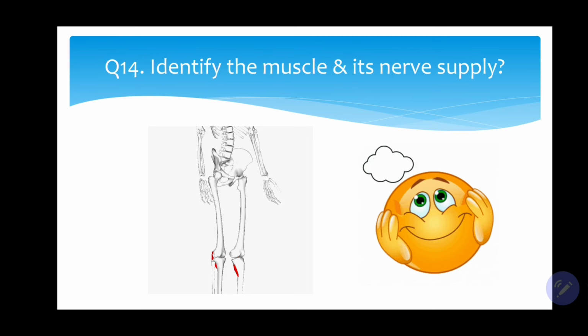And one other important point is that this nerve to Popliteus in its course also supplies Tibialis Posterior, right? That was also a deep muscle. So in its course, this nerve to Popliteus also gives a twig to the Tibialis Posterior. So that was about the nerve supply of Popliteus.